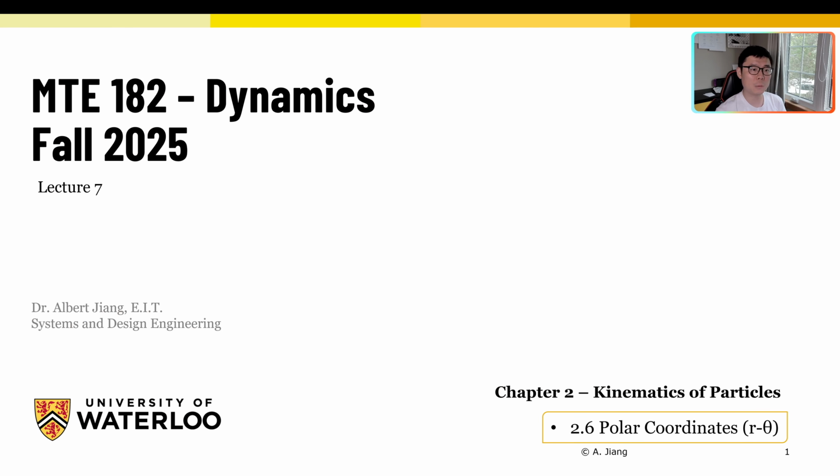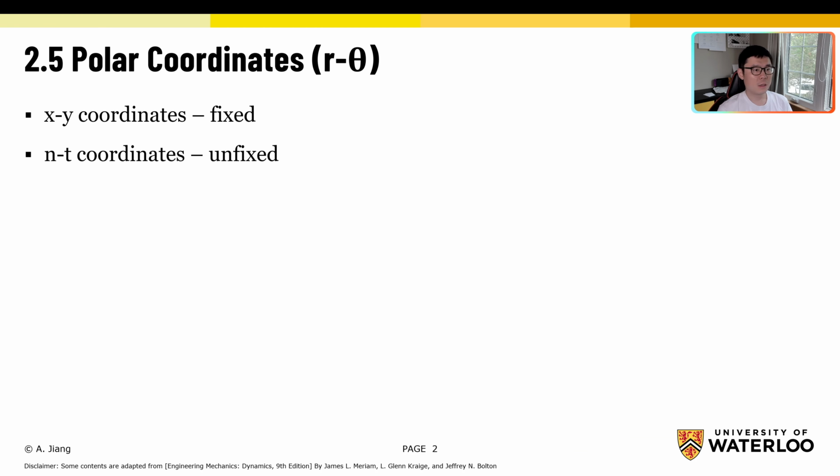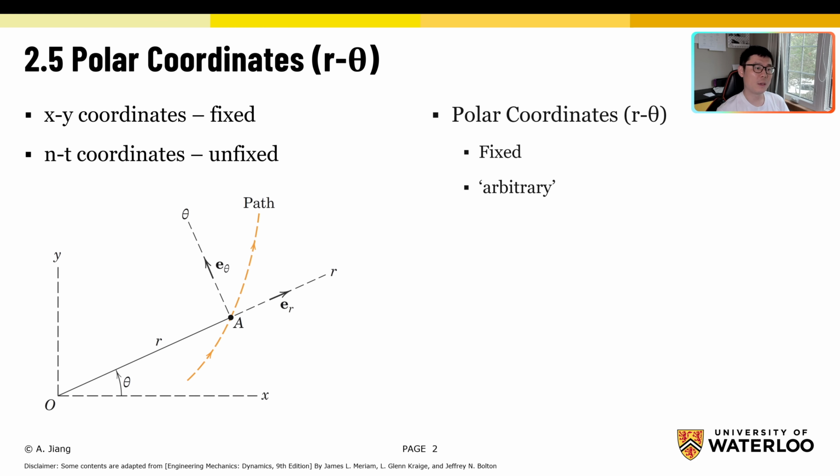In this video, we will explore the polar coordinate system. So far, we have looked at the rectangular system xy and normal tangential system nt. The difference between these two are many. One of them is fixed versus unfixed. Most of the time, the nt system is set at the point of interest of where the object is. Polar coordinate system, on the other hand, is same as the xy system. It has a fixed origin.